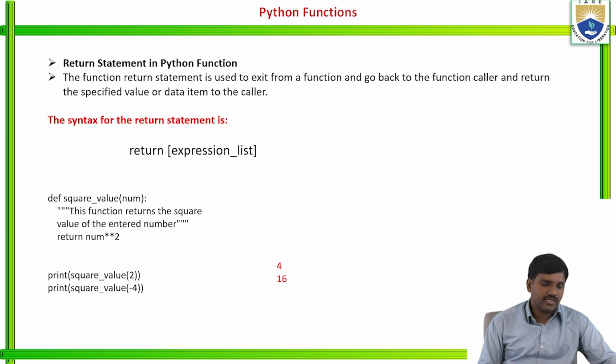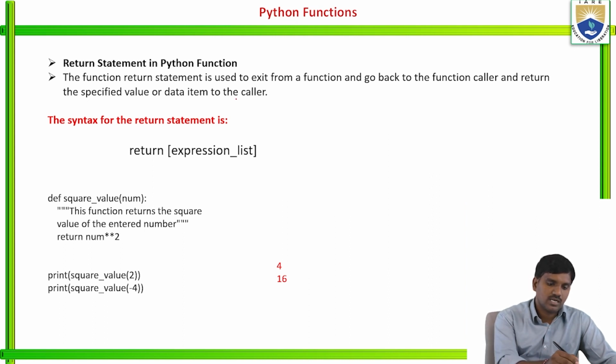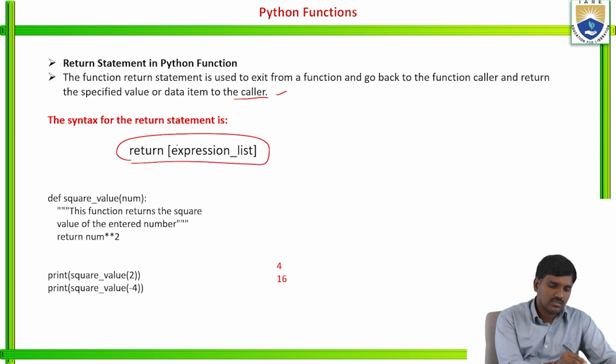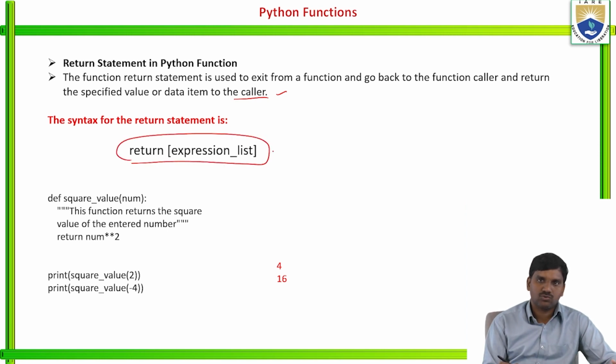Next, the return statement in Python. Here the return statement is used to exit from a function, go back to the function caller, and return the specified value or data item to the caller statement. The syntax for the return statement is return, followed by an optional expression list.